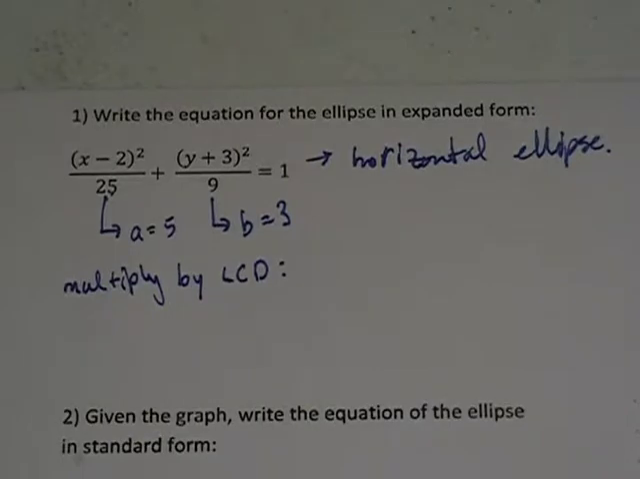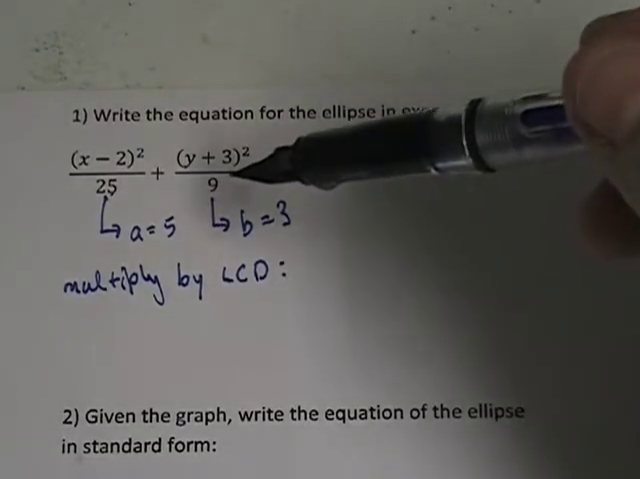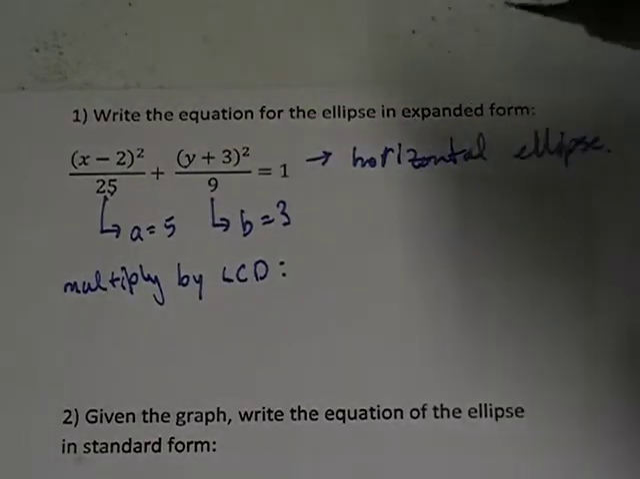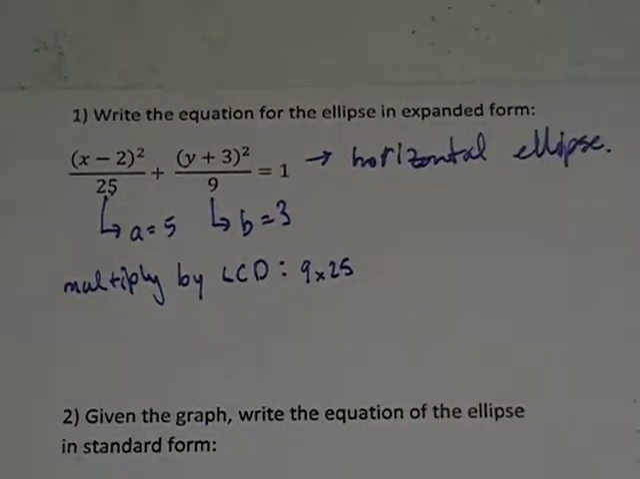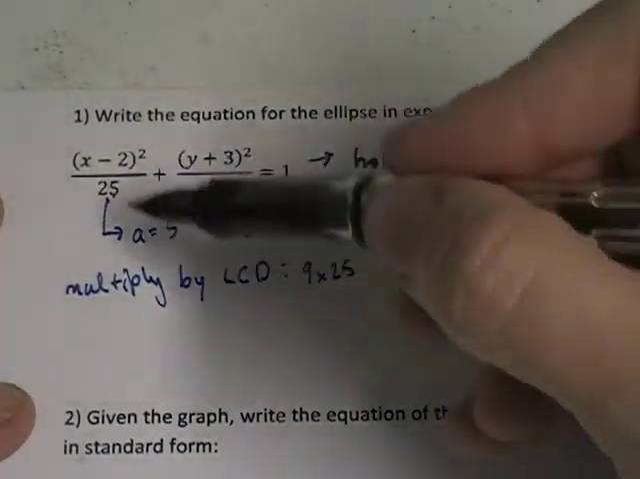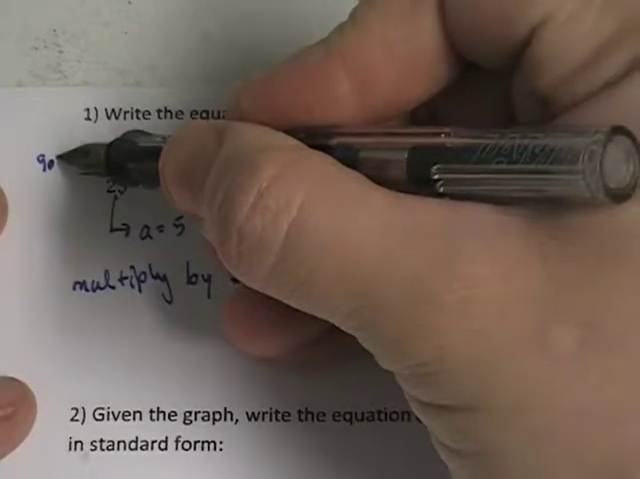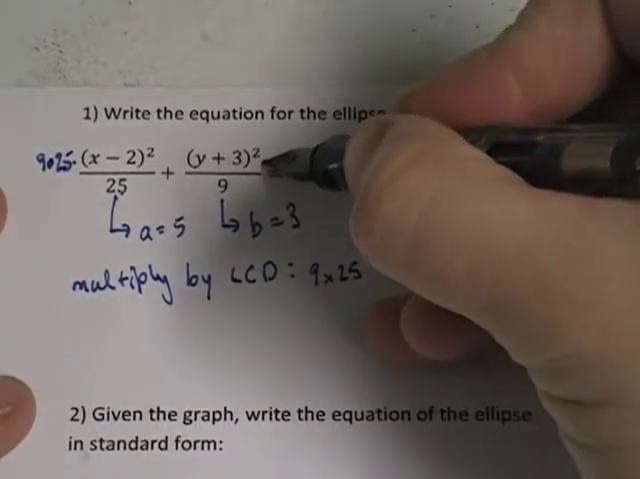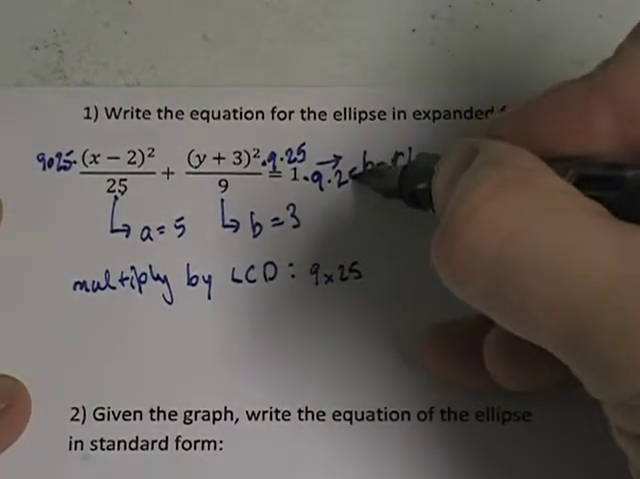Now, the least common denominator between 9 and 25: the factors of 25 are 5 and 5. The factors of 9 are 3 and 3. So they don't have any common factors. And so the LCD will actually be 9 times 25. And the fun thing is you don't actually have to know what 9 times 25 is until the very, very end. And I'll show you that. So I'm going to take this original problem here, and I'm going to multiply by 9 times 25. I'm going to multiply here by 9 and 25, and I'm going to multiply here by 9 and 25.